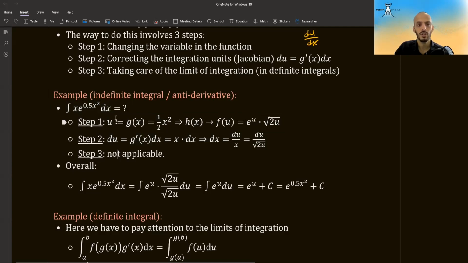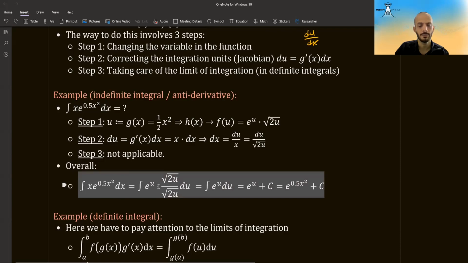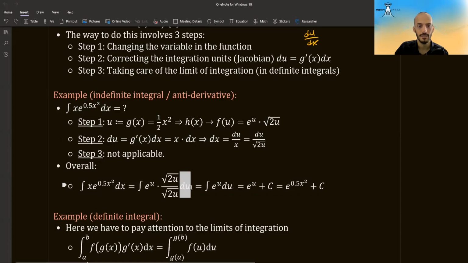And the second step is changing the unit of integration. So instead of dx, we will have du, and du will be the derivative of g times dx. The derivative of g with respect to x is just x. And so dx is actually equal to du divided by x, and x we already saw is the square root of 2u. Step 3 is not applicable in this case. And so overall, we get that this thing over here is equal to e to the power of u times square root of 2u divided by square root of 2u times du. These two cancel, and we get this integral.